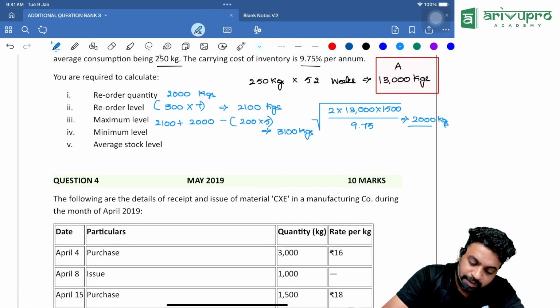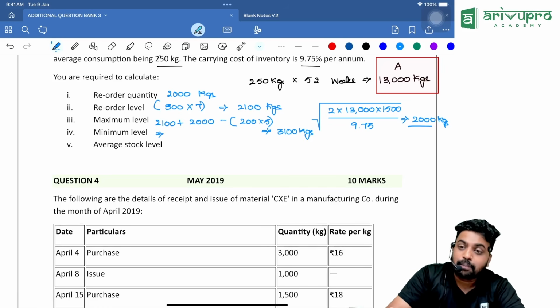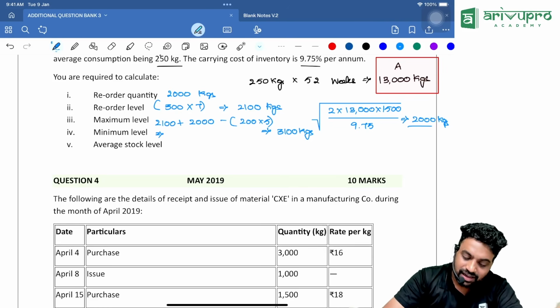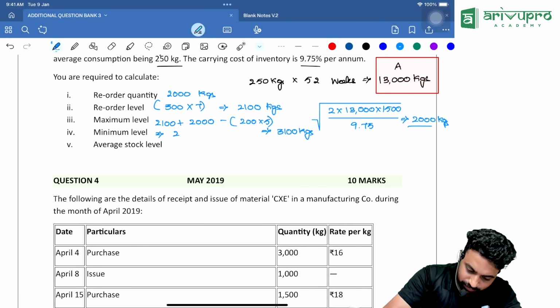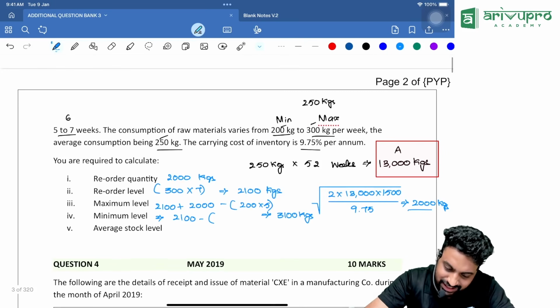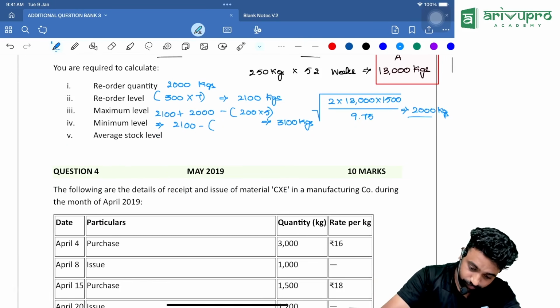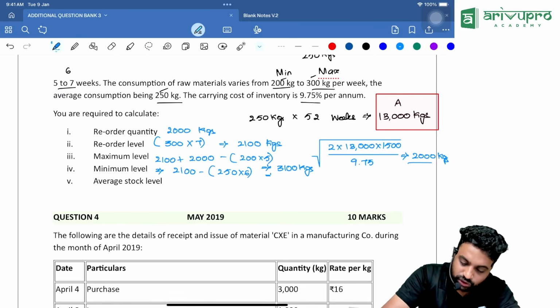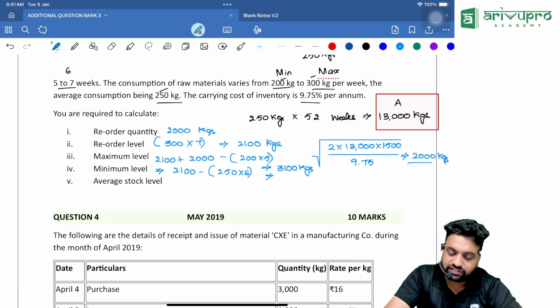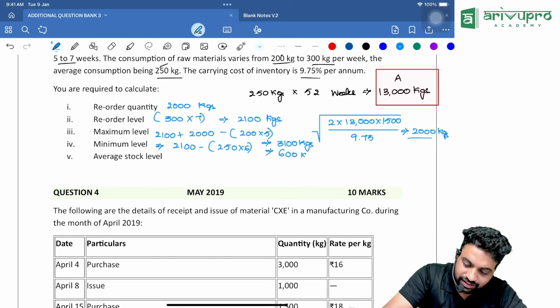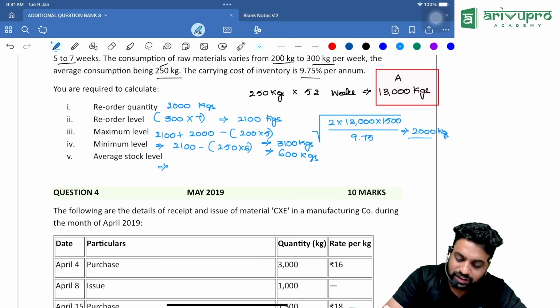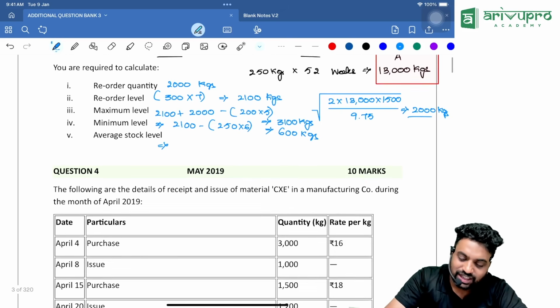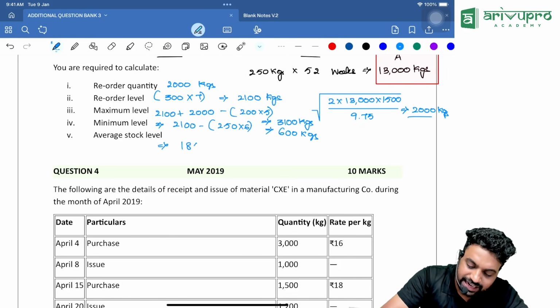Minimum level is reorder level minus average into average. Reorder level is how much, guys? 2100 minus average consumption, how much? 250. Average lead time is how much? 6 weeks. So 2100 minus 1500, right? 600 kgs. You know the maximum, you know the minimum, divided by 2 will give me average. That is 3700 divided by 2, which will come to 1850 kgs if I am not wrong.